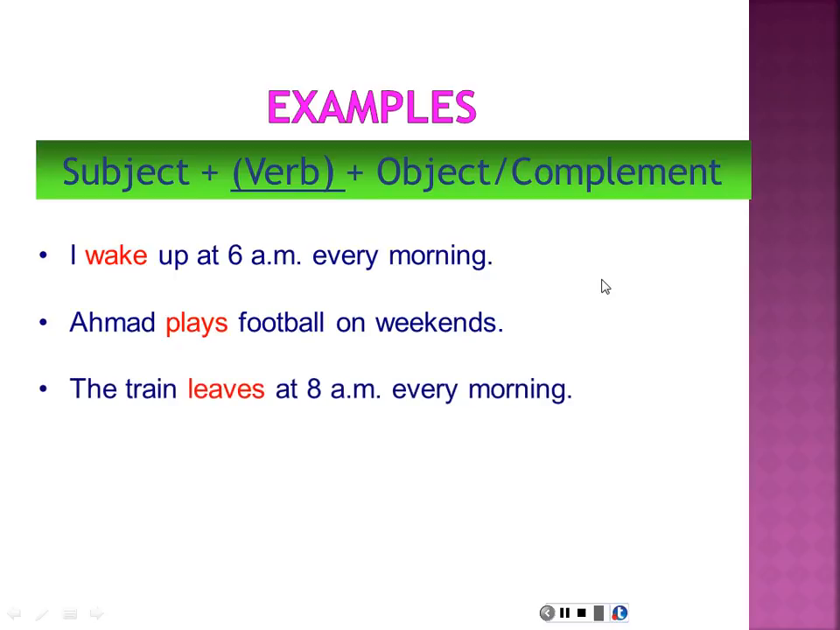Okay, the train leaves at 8 a.m. every morning. The train leaves at 8 a.m. every morning. يغادر القطار كل يوم يغادر القطار عند الساعة 8 at 8 a.m. every morning كل صباح. So this is a daily event. حدث يومي. While this is a hobby. This is Ahmed's hobby. And this is a daily event. And this is a habit.